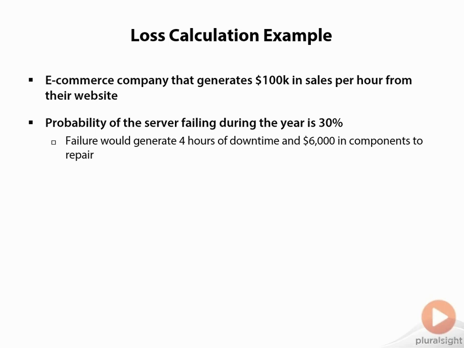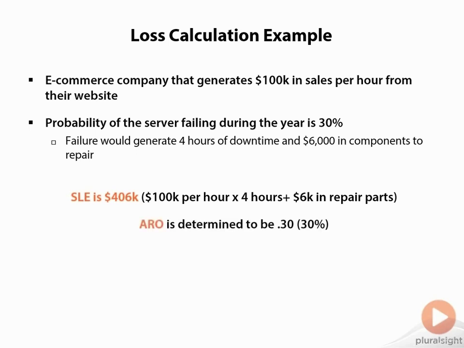The failure would generate 4 hours of downtime and $6,000 in components to repair. Okay, we may have to put in new hard drives, maybe a new motherboard, a new power supply, what have you. So it's going to cost us 4 hours of downtime plus $6,000 in components. So the SLE, the single loss expectancy, is $406,000, right? $100,000 per hour, because we're going to be down for 4 hours, plus the $6,000 in repair, okay, for the parts and so forth. So our ARO is determined to be 30%, 0.30, because we said the probability of the server failing during the year is 30%.